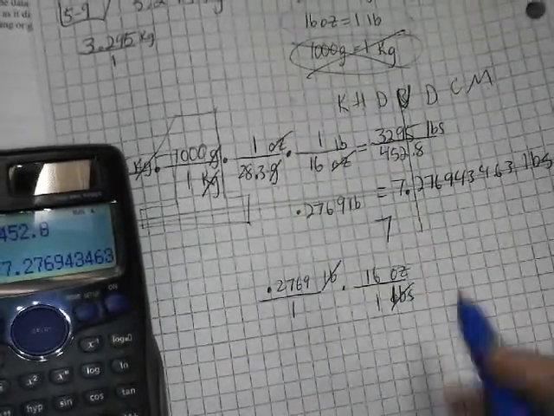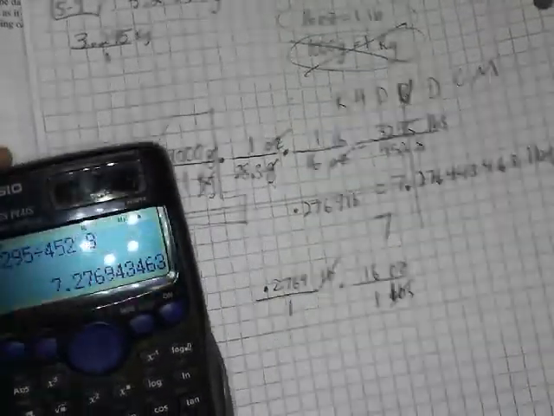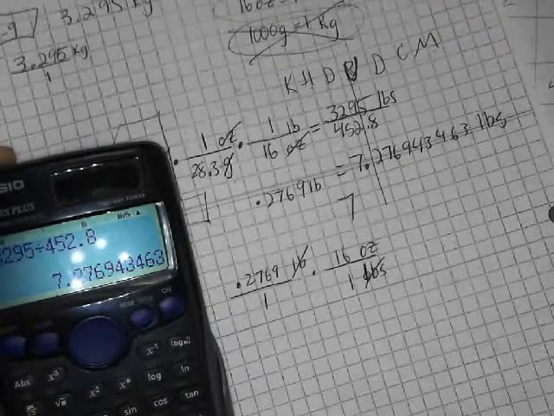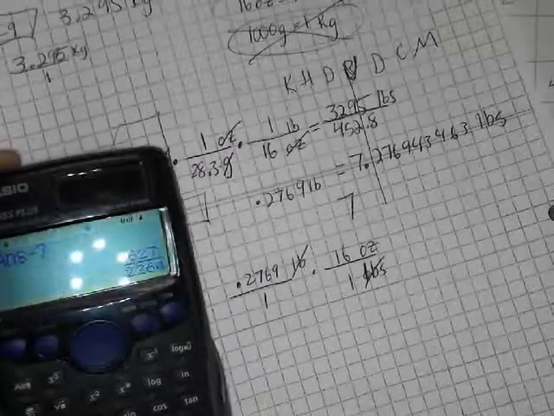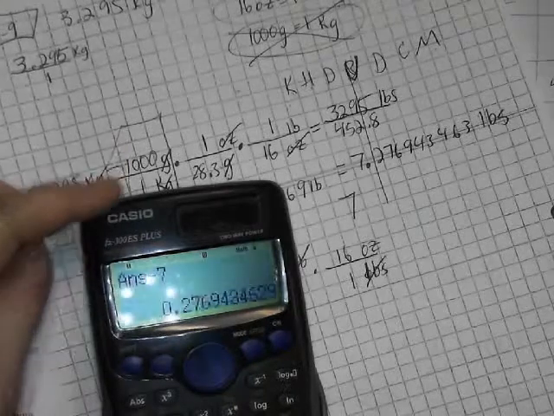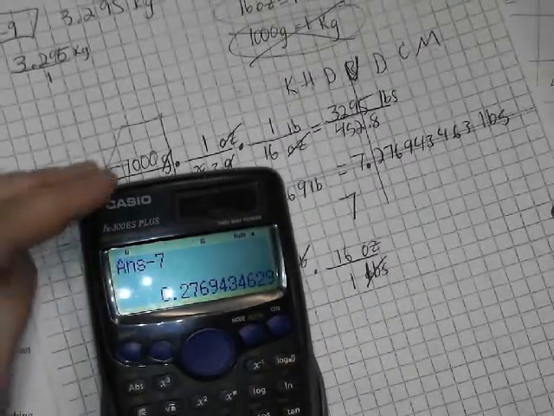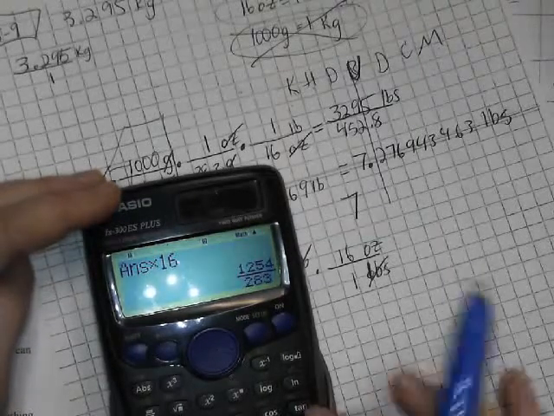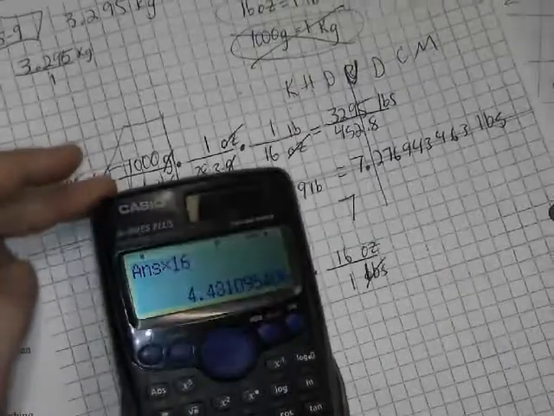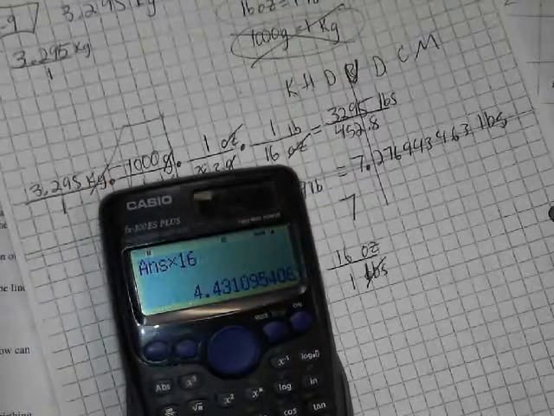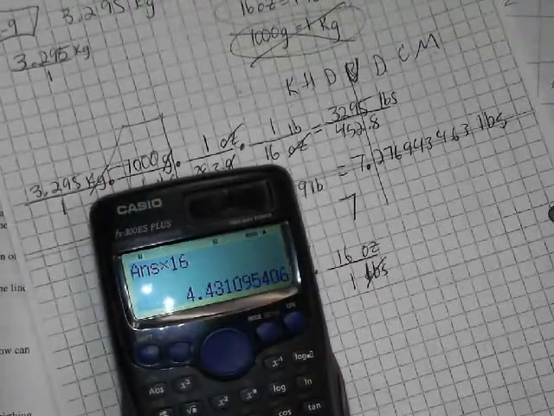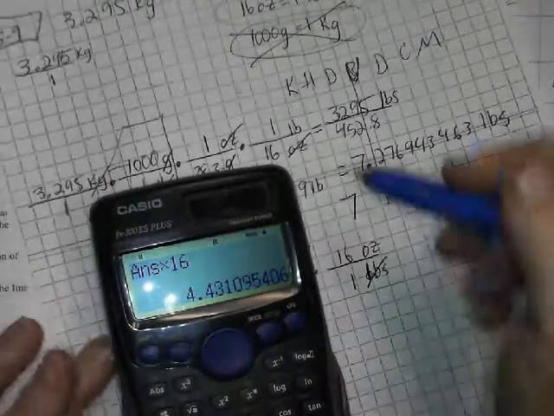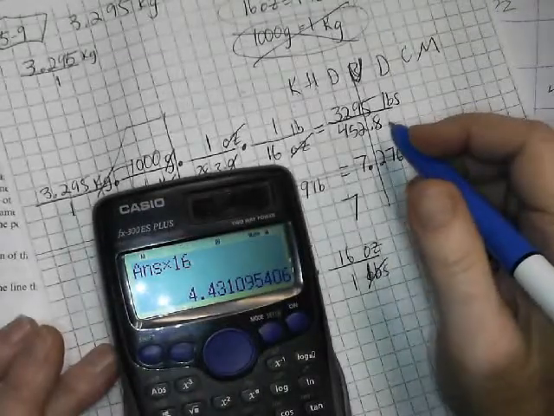Okay, so let's take that number and multiply it by 16. I'm going to minus 7 off of it. Okay, there's my number, and I'm going to multiply it by 16. So that's about 4.5 ounces, 4.43 ounces. So it's 7 pounds, 4 ounces.